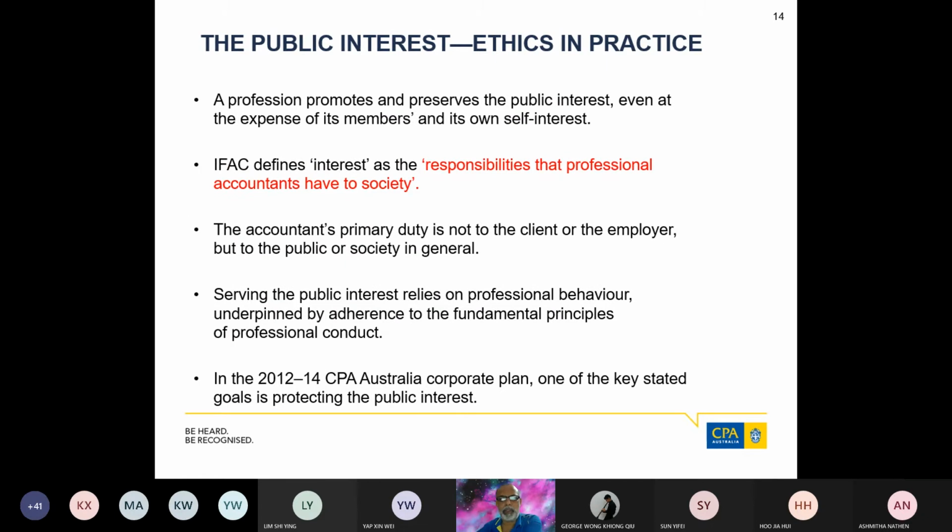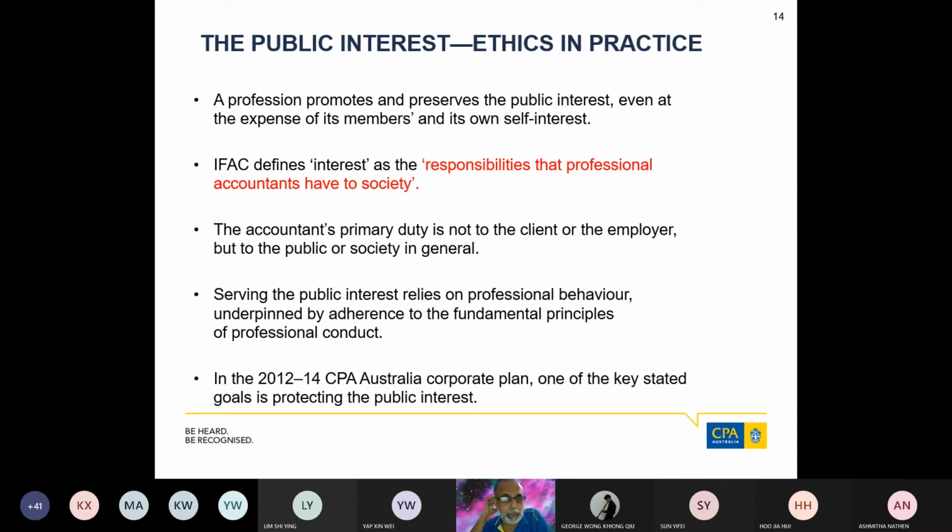The profession promotes and preserves the public interest, even at the expense of its members and its own self-interest. So the International Federation of Accounting Bodies defines interest as the responsibility that professional accountants have to society. The next point is very important. I've said this many times.